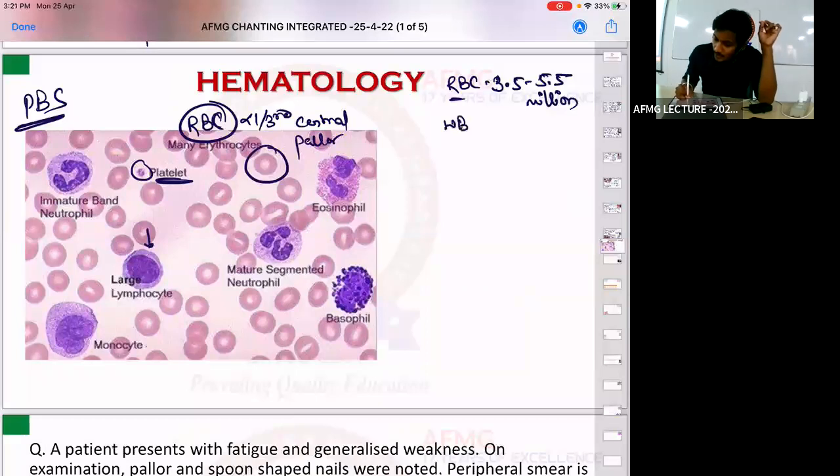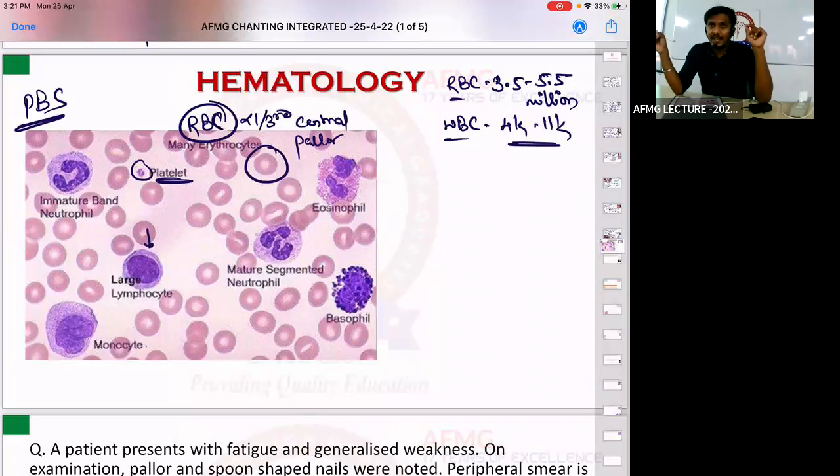What is the normal WBC count? 4,000 to 11,000. What is the normal platelet count? Normal platelet count is 1.5 to 4 lakh.